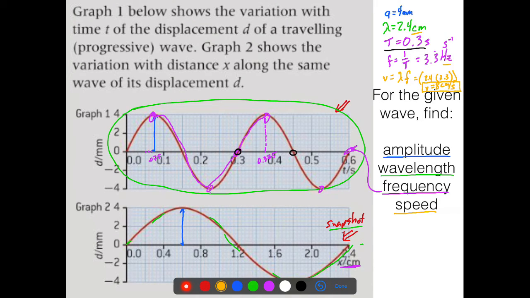Now, that's really neat because I couldn't have gotten that information from one of these graphs individually. But together, knowing something about the time and the motion, and also knowing something about the displacement and what it looks like in a specific instant, I was able to put those ideas together to get the answer. All right?